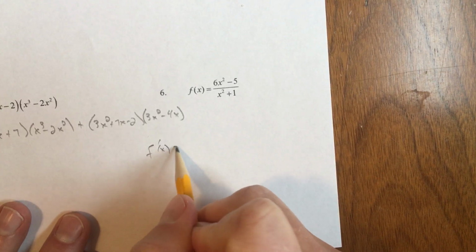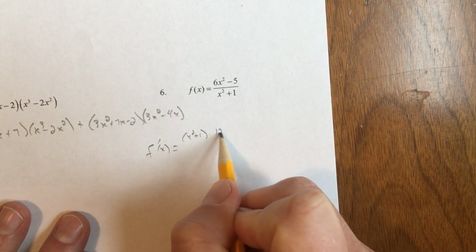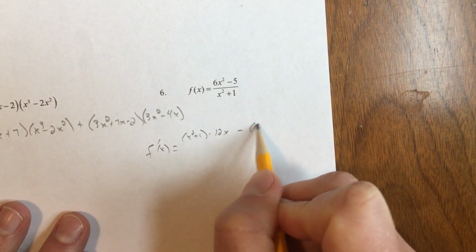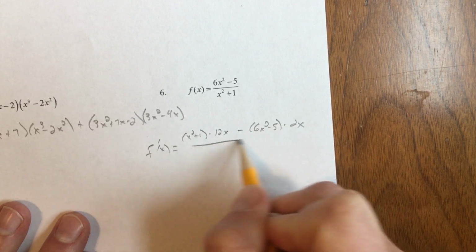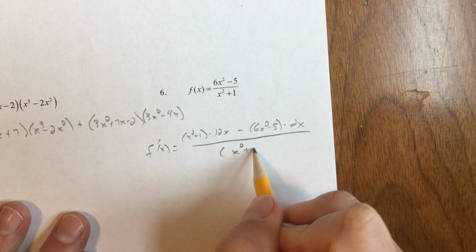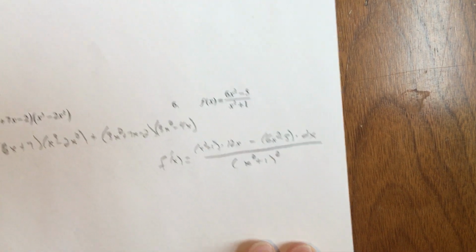We're using quotient rule. Quotient rule says take the bottom times the derivative of the top, which is 12x, minus the top times the derivative of the bottom, which is 2x, over bottom squared. Okay. So that's our derivative of that one.